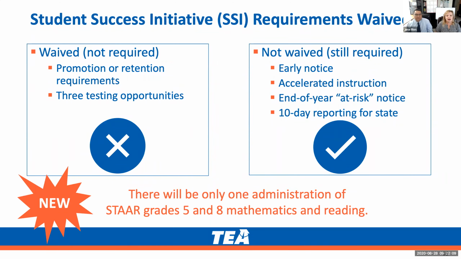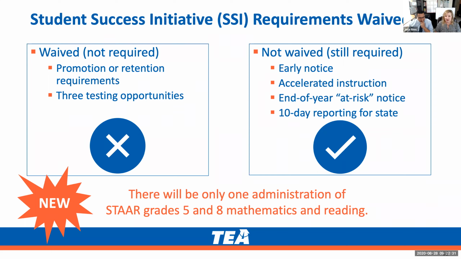All right, so new this year as well, earlier this month, the governor and the commissioner went ahead and waived the Student Success Initiative requirements. What they waived is the promotion and retention part, as well as the three testing opportunities.